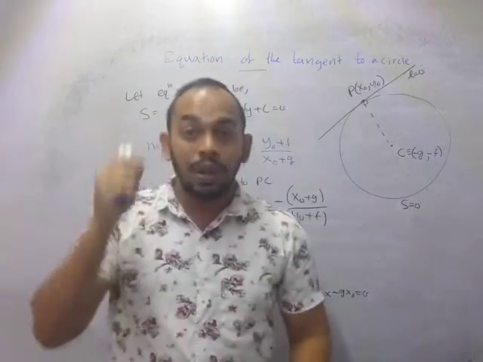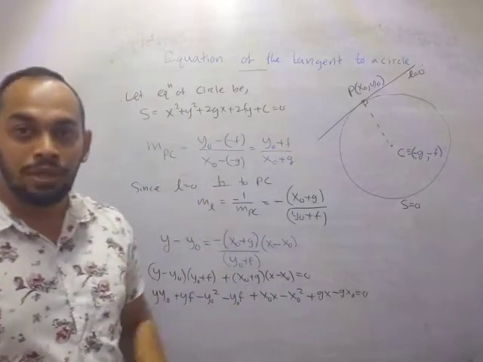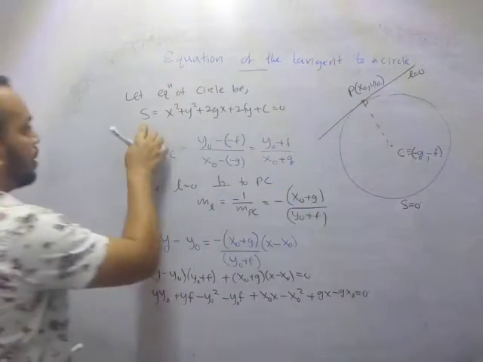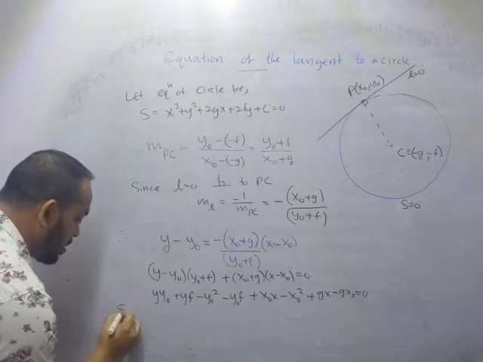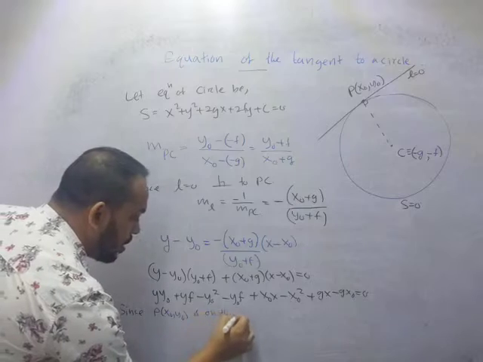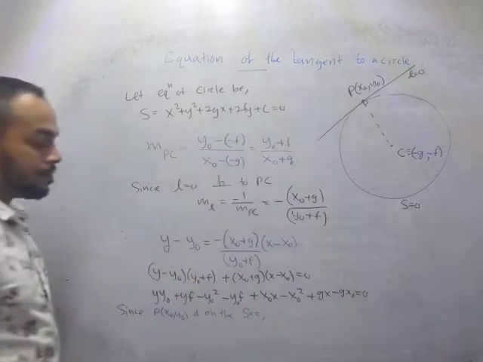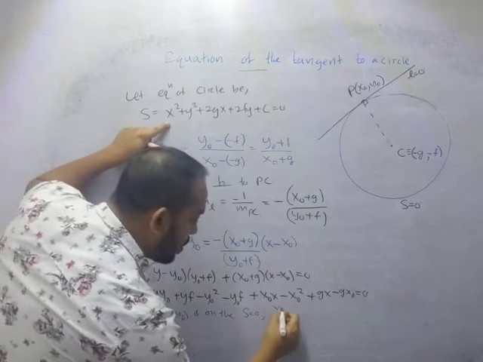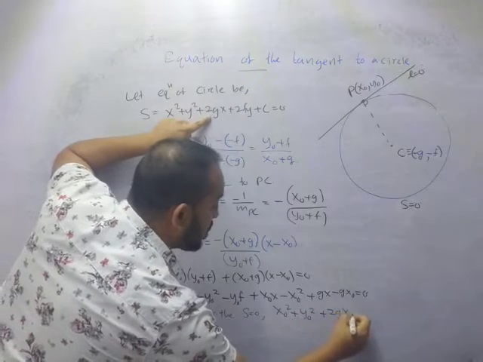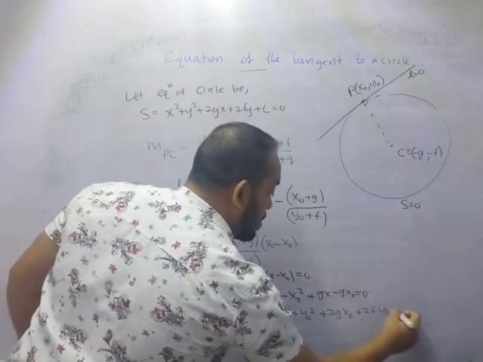Now here's the thing. We are going to relate this equation with the equation of the circle and you will see a beautiful relationship. For that, since P (x naught, y naught) is on the circle, S equals 0, this point must satisfy the equation. So x naught squared plus y naught squared plus 2g x naught plus 2f y naught plus c equals 0.